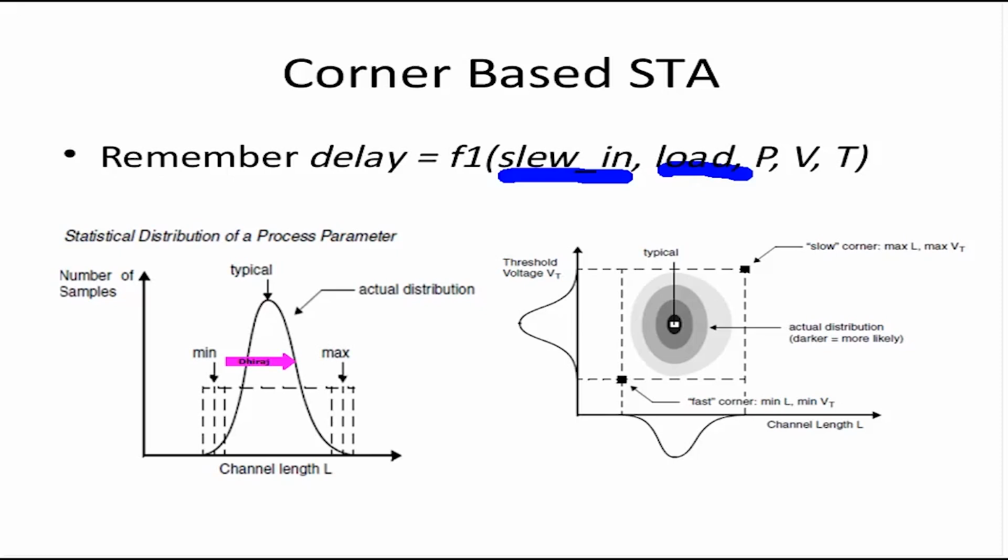Now let's plot two such parameters. One is channel length, which is on the x-axis. Okay, let's first clarify some doubts about the Gaussian curve on the left. This Gaussian curve has two parameters.